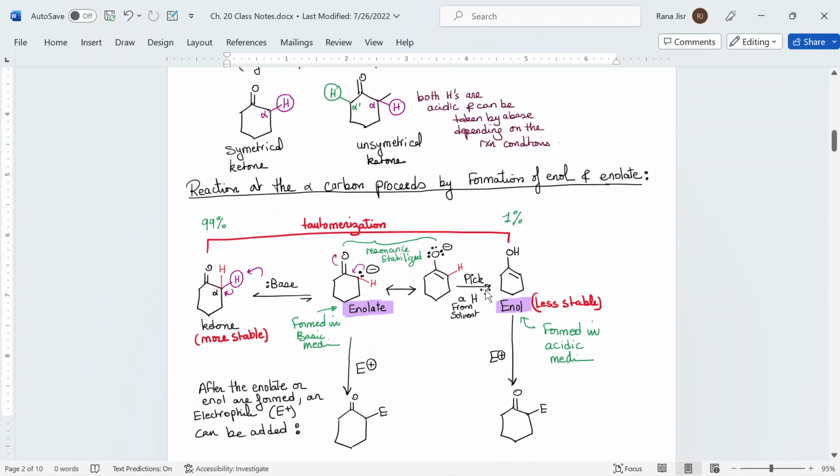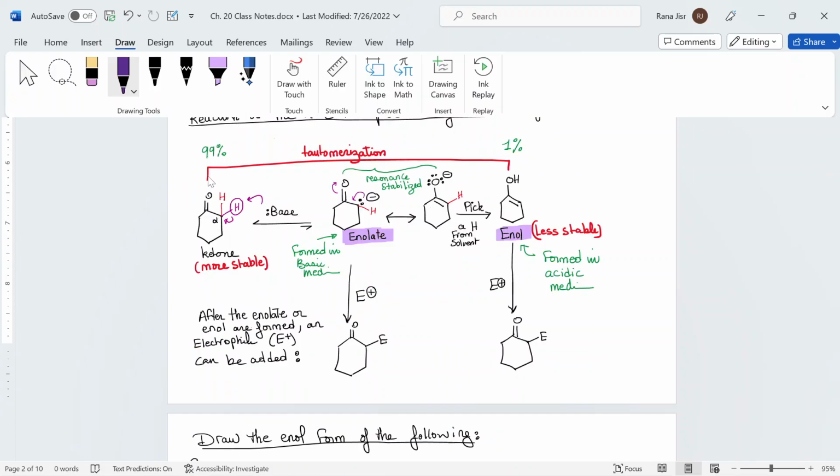This is the mechanism of the reaction. So the base normally takes the alpha hydrogen, creating the enolate. The enolate undergoes resonance. This is called a resonance stabilized enolate. So it undergoes resonance, and there you're going to end up having a double bond between those two carbons and a negative charge on the oxygen. This is going to pick up a hydrogen from the solvent. Normally the solvent can be water or any solvent that has a hydrogen, and you're going to make your enol. The process by which you go from the ketone to the enol is called tautomerization.